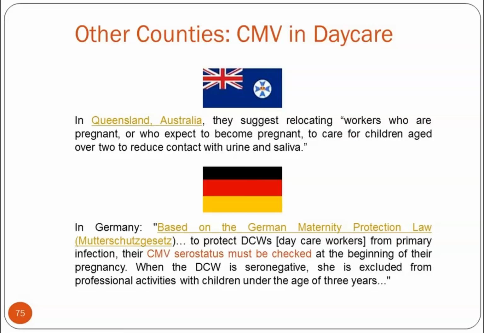In Germany, based on the German maternity protection law, to protect daycare workers from primary infection, their CMV serostatus must be checked at the beginning of their pregnancy. When the daycare worker is seronegative, she is excluded from professional activities with children under the age of 3 years.